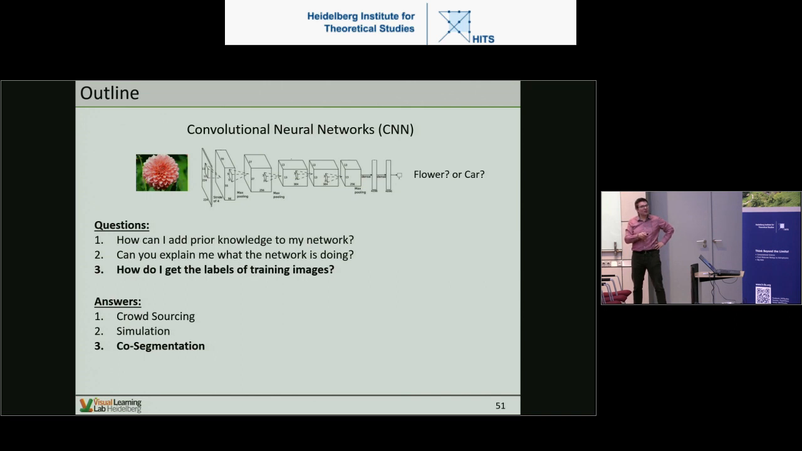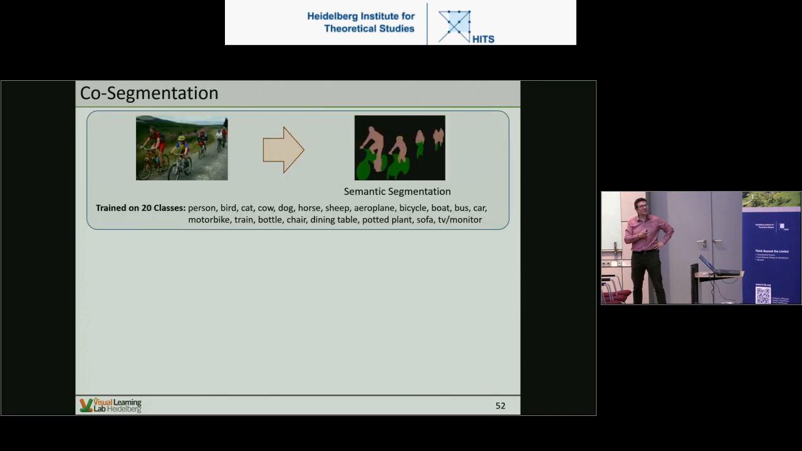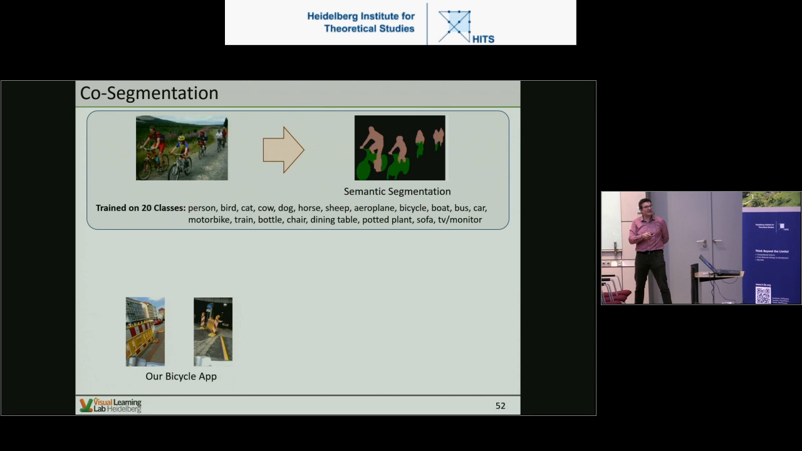We've got an ongoing project called Co-Segmentation. The idea here is, for instance, when you want to do semantic segmentation of this image, you want to get out for every pixel which class it is, but you only have training data for 20 classes, like these classes here. Now we have a project together with Hanover on finding construction sites. So we have these images here from our bicycle app. We cycle around Heidelberg and Hanover and want to build automatic apps for bicycles. And so I want to say, segment me all the construction sites.